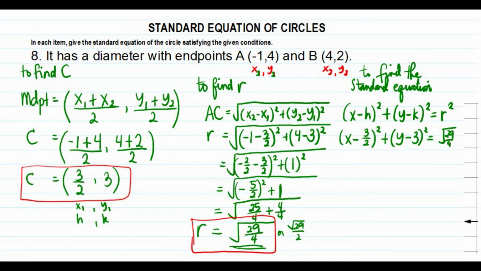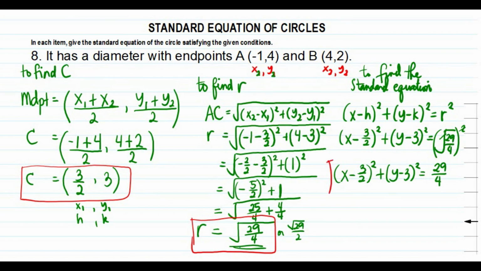Ay, parang hindi maganda yung pagkakasulat natin dun. Squared. As we all know, dun sa previous nating example, di ba? We can cancel out this, kasi na-explain ko na yan. (x minus 3 halves) squared plus (y minus 3) squared equals 29/4. And that is the final answer.